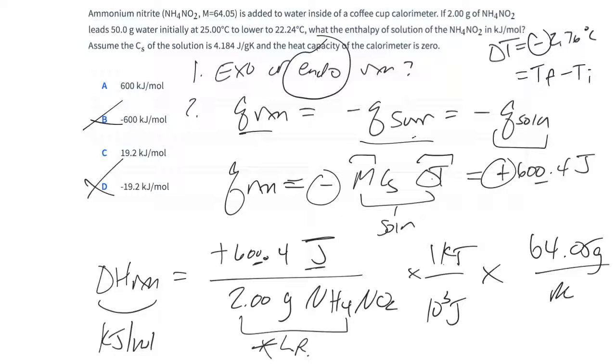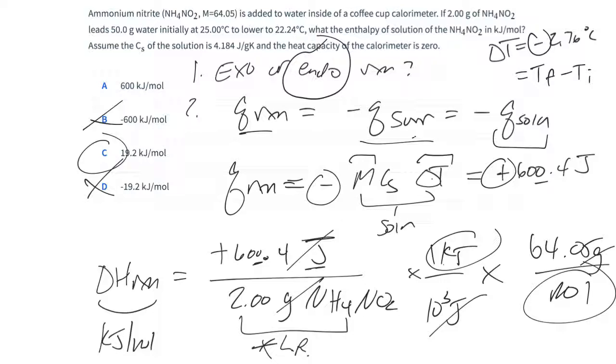64.05 grams per mole. So we want the grams to cancel, joules to cancel, so we get kJs per mole. And so then that should lead us to the answer of C here.